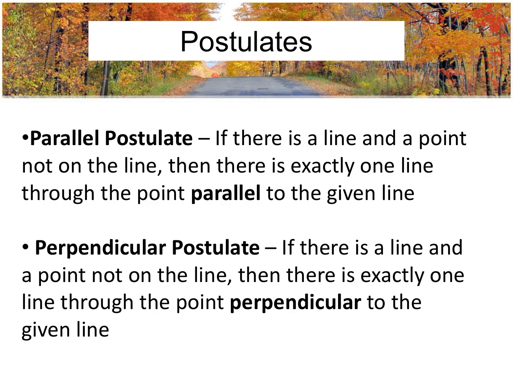These are postulates. So the parallel postulate: if there is a line and a point not on the line, then there is exactly one line through the point parallel to the given line. And then the perpendicular postulate is if there is a line and a point not on the line, then there is exactly one line through the point perpendicular to the given line.